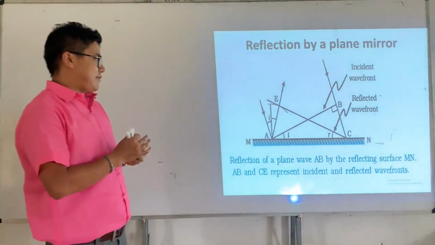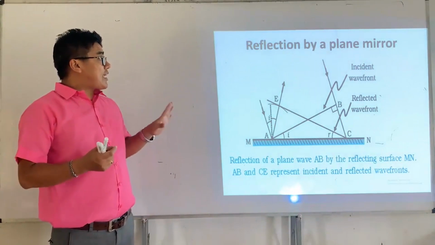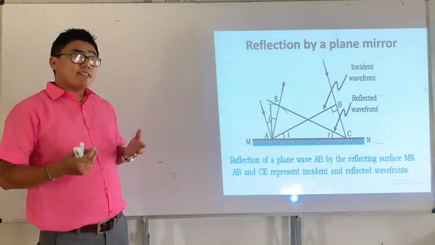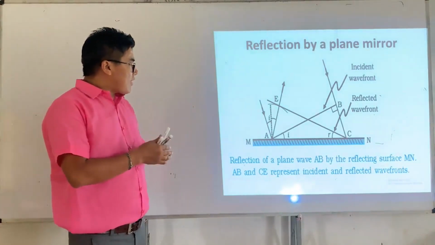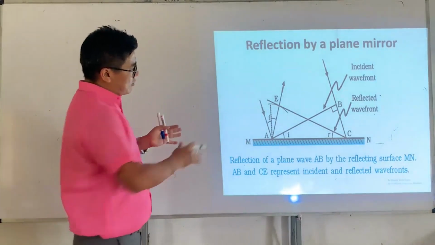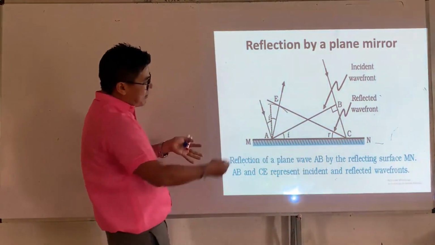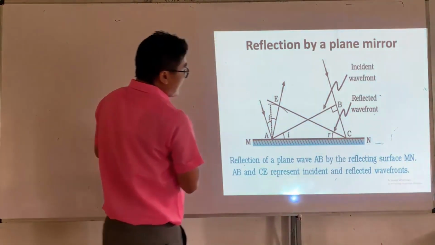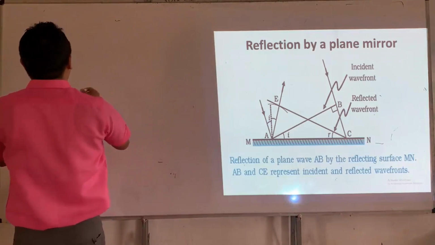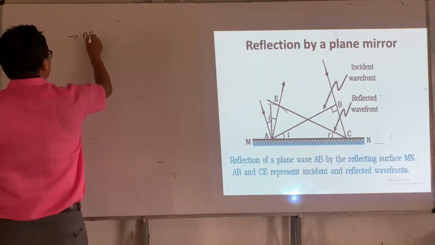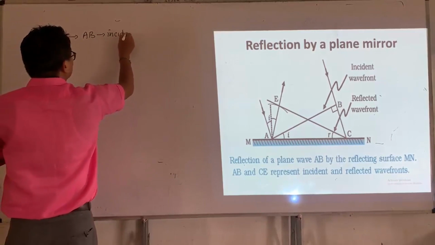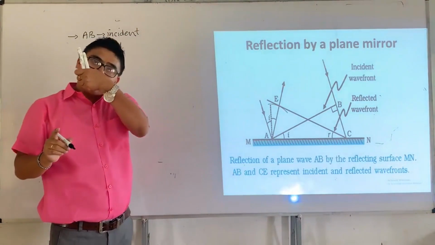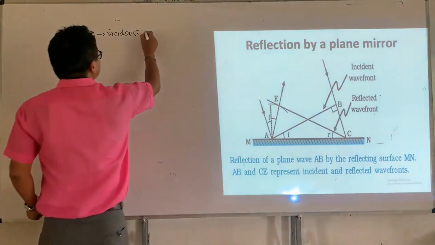This is reflection taking place, reflection by a plane mirror. Now look here. Be careful, because all the diagrams are in the same medium, so you may get confused. So I'll use a color pen. AB is the incident wavefront. Again, AB is the incident wavefront. Whenever you discuss this, you should first identify which is the incident wavefront and which is the reflected wavefront. Keep that in mind.